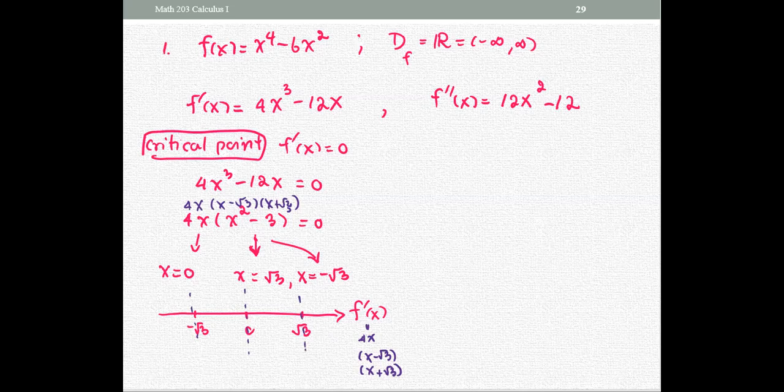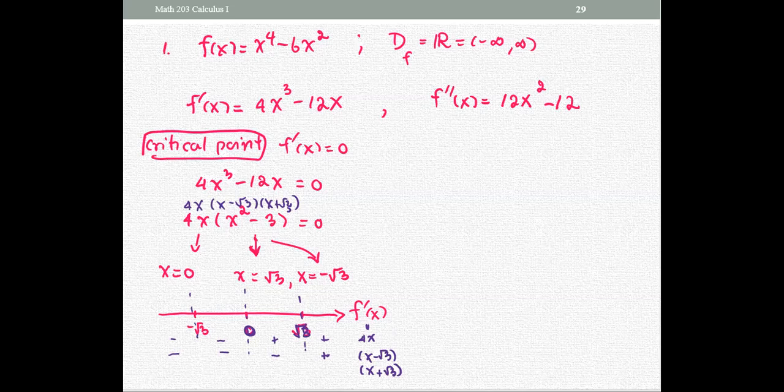For the 4x, anything greater than zero gives a positive sign. I use zero as a reference point right now. On the right-hand side of zero, I have a plus sign for the 4x factor. On the left-hand side of zero, I have a negative sign. And then the next one, x minus square root 3. My reference point for this factor is square root 3, because it's going to make this factor 0. For numbers greater than square root 3, I have a plus sign for this factor. On the left-hand side, I have negative signs.